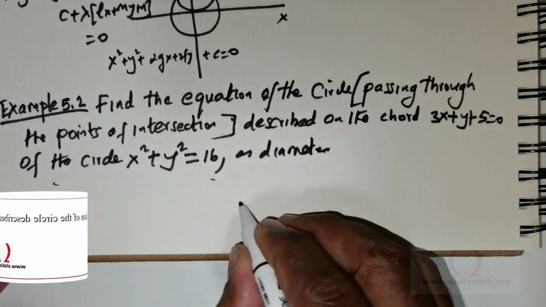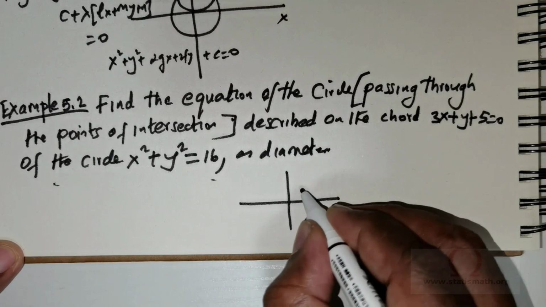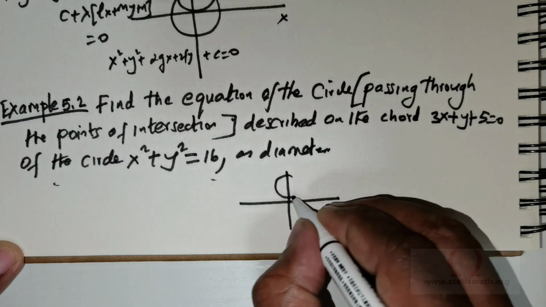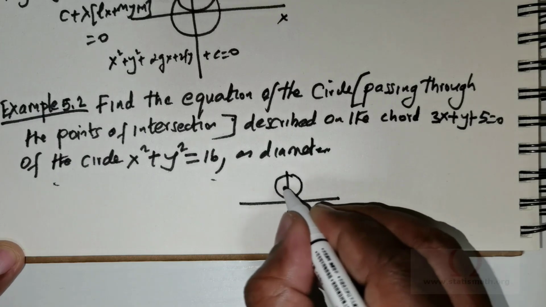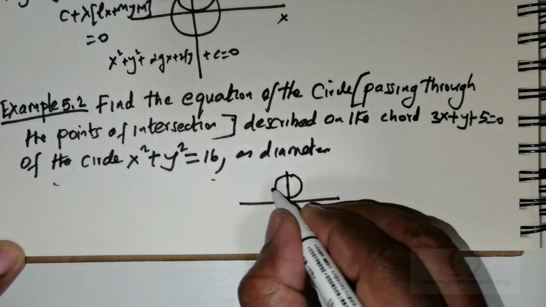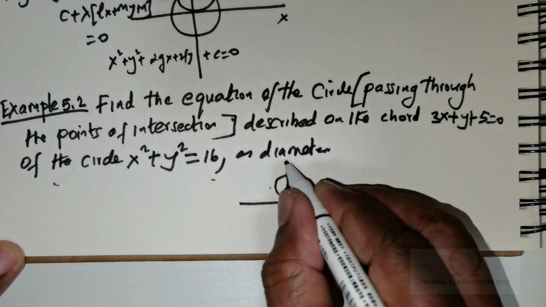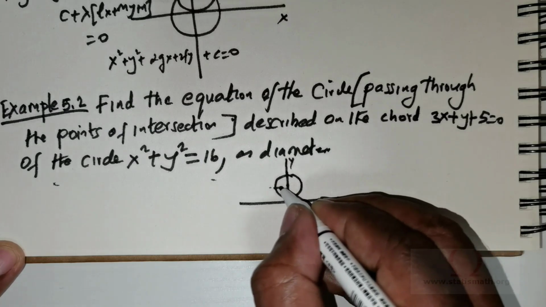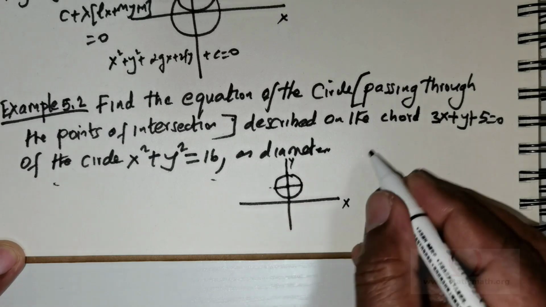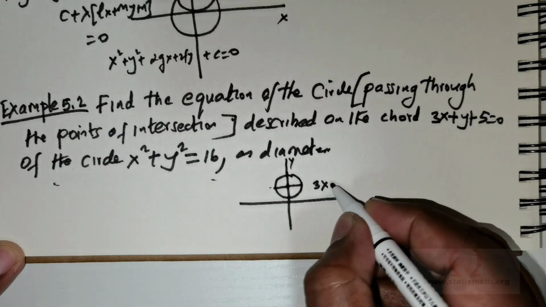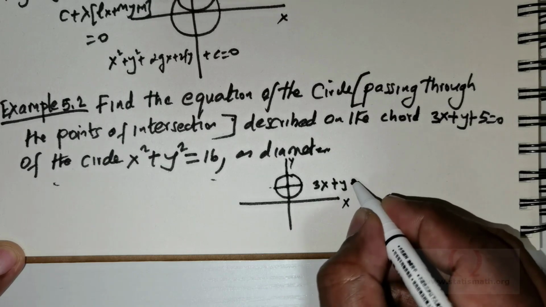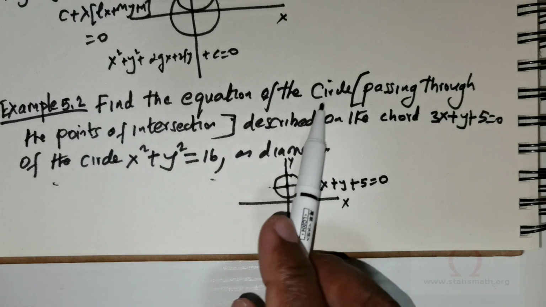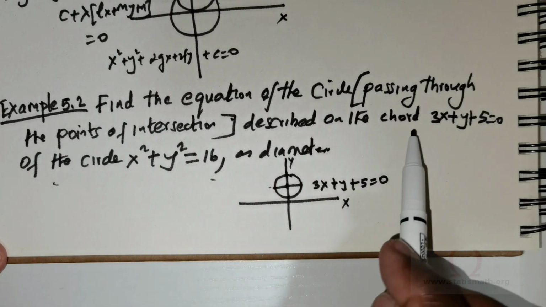So the understanding is that you are given a circle. Imagine, let me have this circle like this, and you have the diameter. So I'm drawing the diameter like this. This is the x-axis, this is the y-axis. So the diameter is over here. This is also called the chord, and it has the equation 3x + y + 5 = 0.